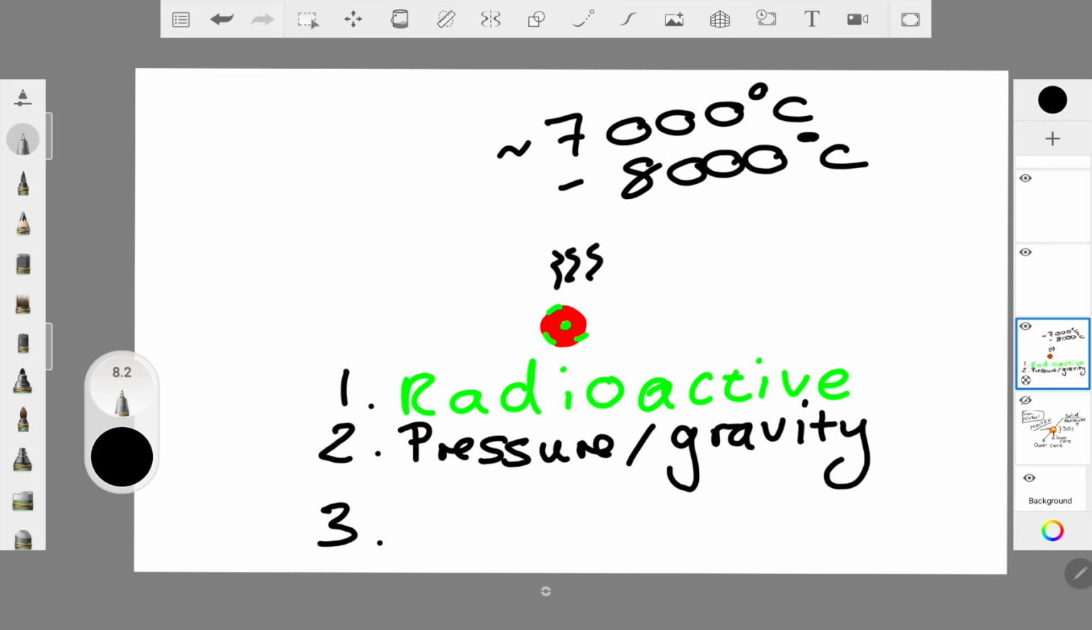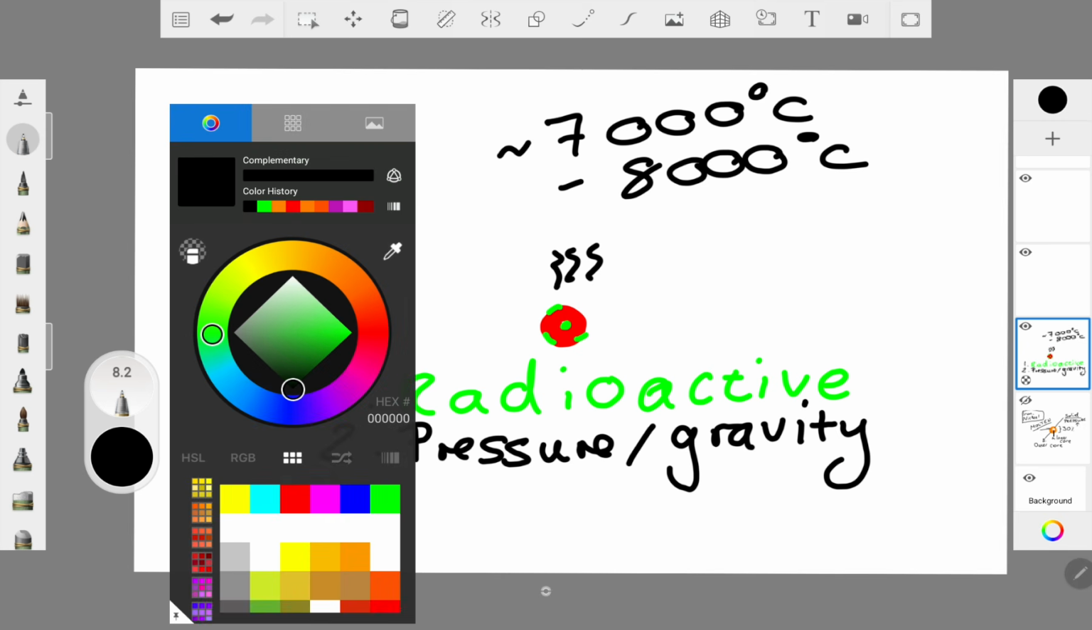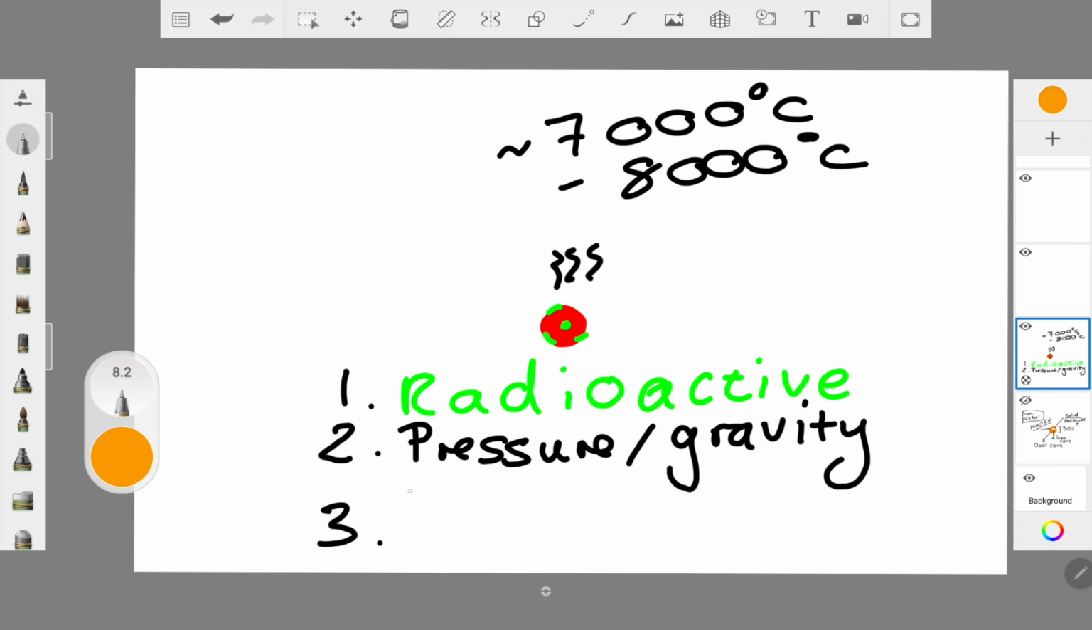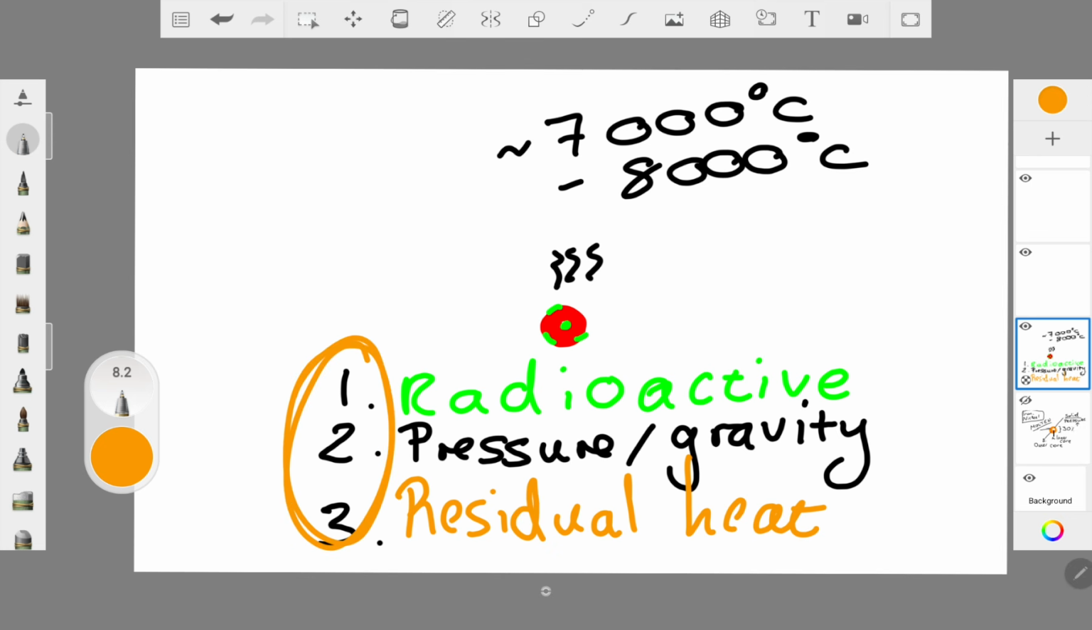And the last reason, you have to go back a long way. It is because there is what we call residual heat. When the planet was first formed, it was a very, very violent process. You had meteorites and asteroids crashing into each other, and they were incredibly hot. All of that heat got trapped into the center of the Earth, and to this day, it's still being released. So these three are the three reasons why the core produces so much heat.